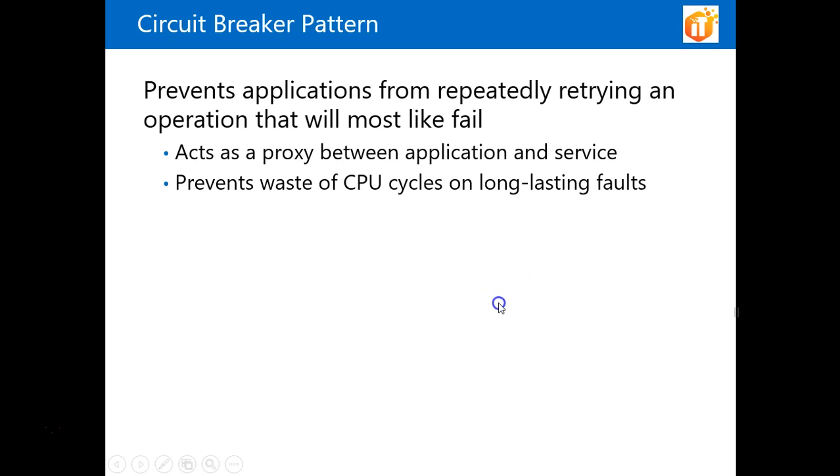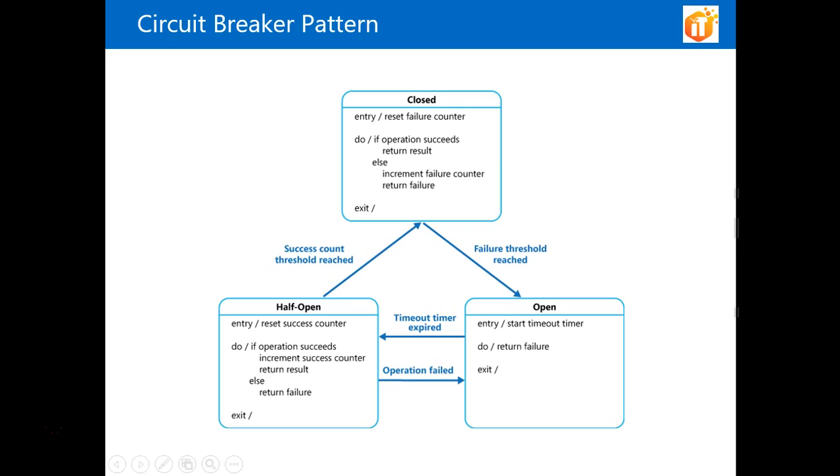The circuit breaker pattern, popularized by Michael Nygard in his book Release It, can prevent an application from repeatedly trying to execute an operation that's likely to fail, allowing it to continue without waiting for the fault to be fixed or wasting CPU cycles while it determines the fault is long lasting. The circuit breaker pattern also enables an application to detect whether the fault has been resolved. If the problem appears to have been fixed, the application can try to invoke the operation.